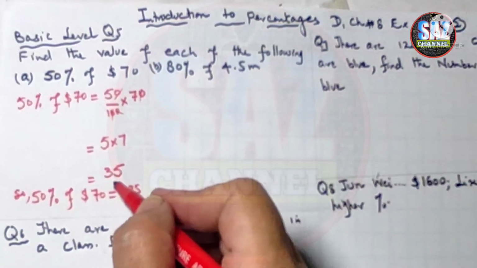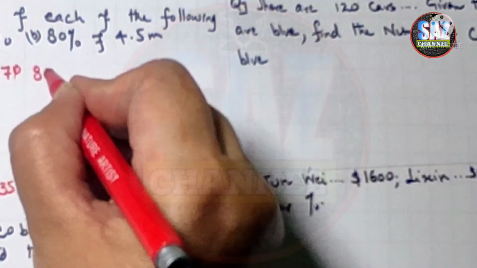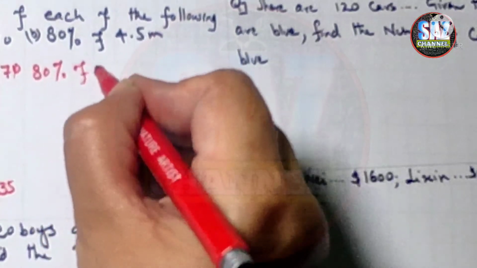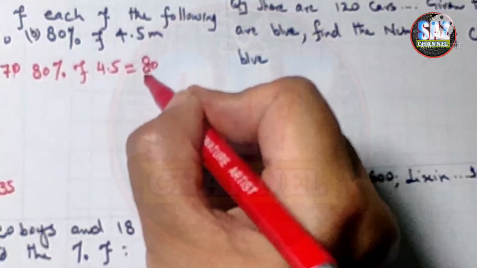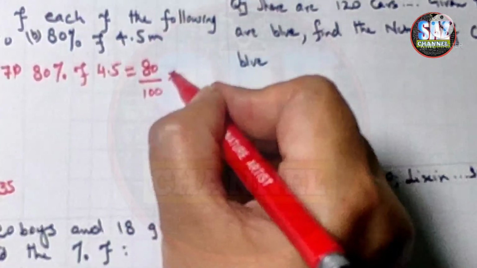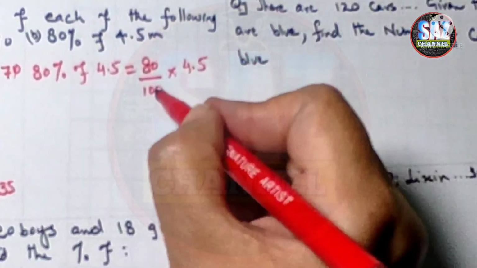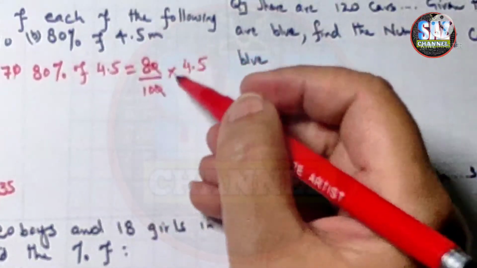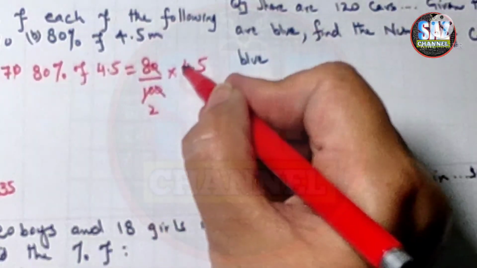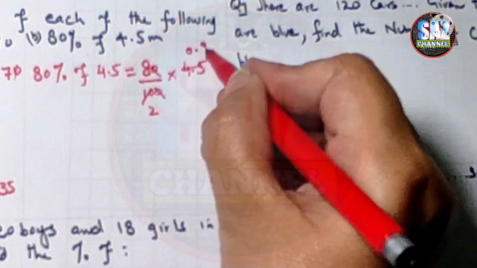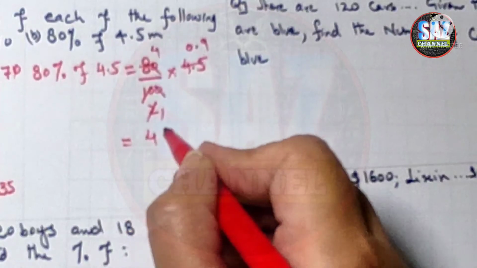And let me read the next part, that is 80% of 4.5 meters. Of means multiply, 80% of 4.5. So what we have to do: 80 over 100 multiplied by 4.5. Now it's up to you how you make your calculation easy. 0 goes with 0, and then we are left with 8 over 10 multiplied by 4.5. 2 5s are 10, 2 1s are 2, and 2 4s are 8. Then 4 multiplied by 0.9.